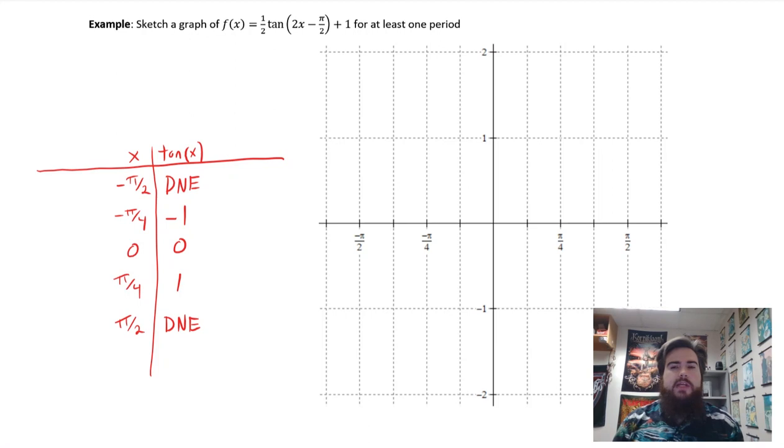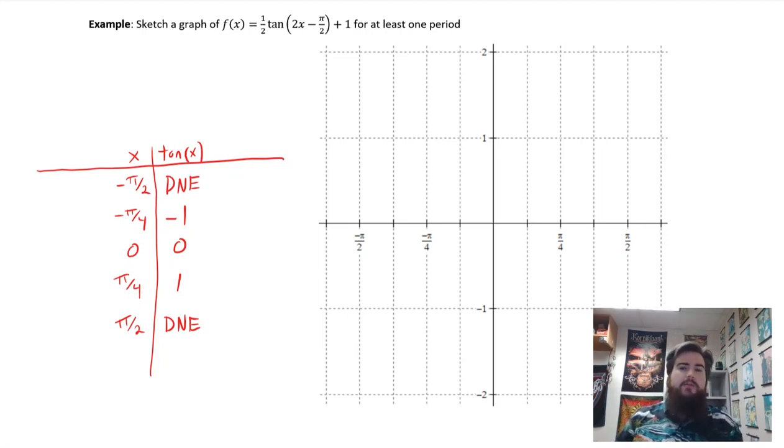If it gets confusing as to which one is 1 and which one is negative 1, keep in mind what quadrant those would lie within the unit circle. Pi fourths in the unit circle would be in quadrant 1, where everything is positive, whereas negative pi fourths would be in quadrant 4, where tangent is negative.